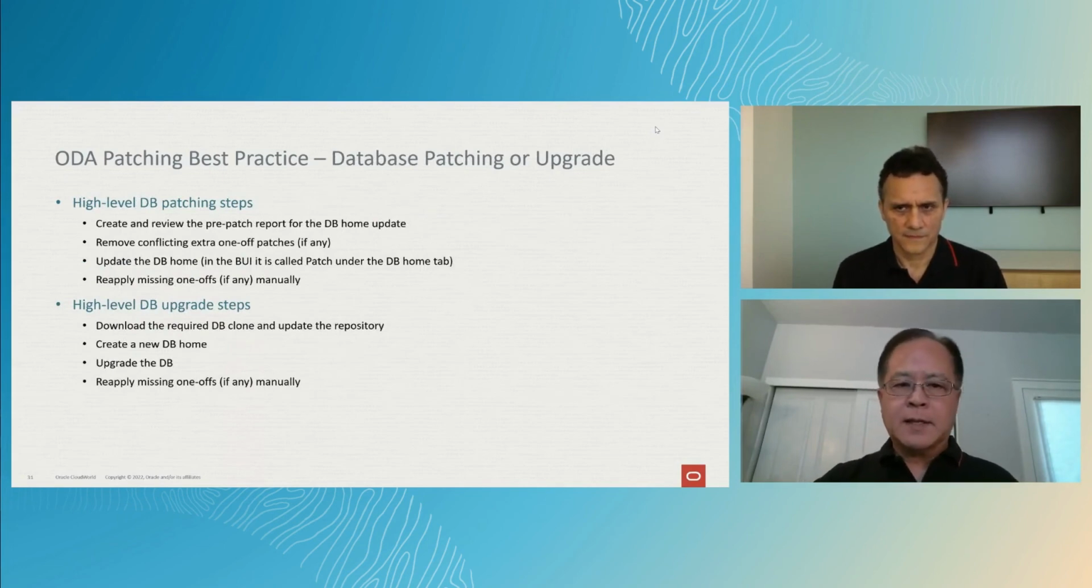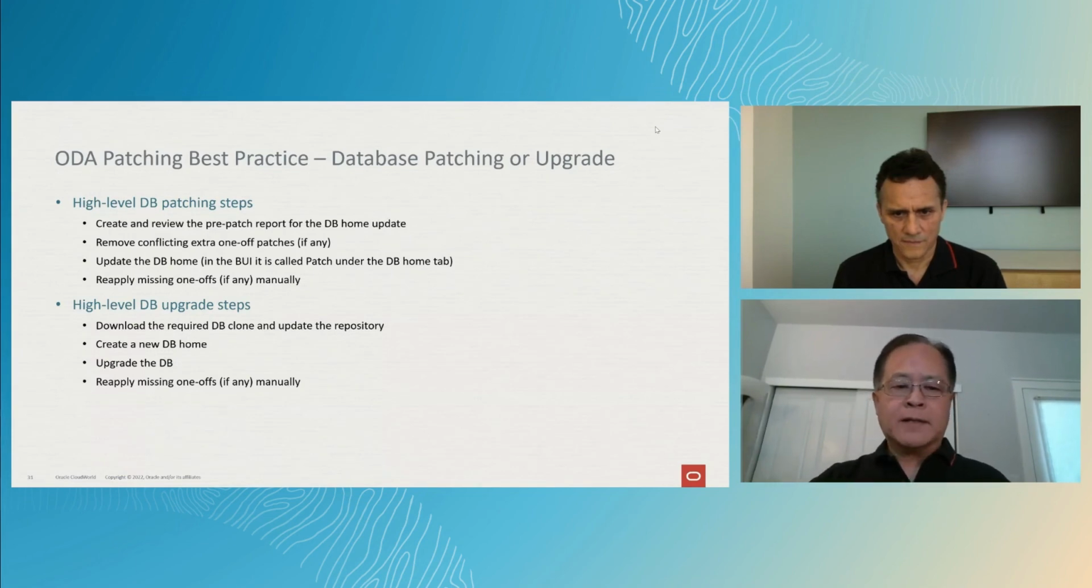After you patch the server and storage, the next thing is you want to patch the database or upgrade the database. Now, it is also important to always have the latest release of the database RUs, or release updates, because they have all the new features and bug fixes and security fixes. For the database patching process, again, you run the pre-patch report and fix any issues identified, and then you update the database home. By doing so, you actually patch the database.